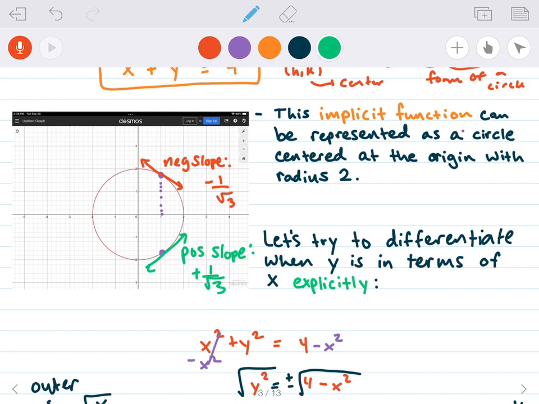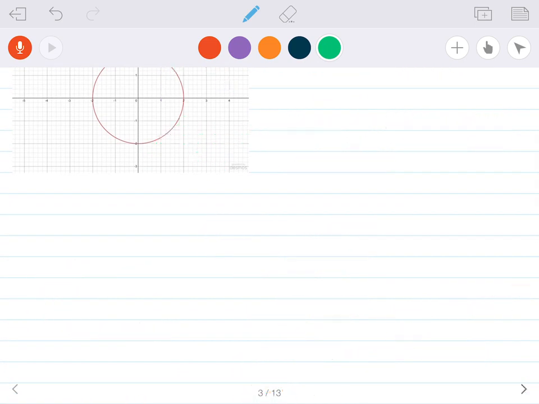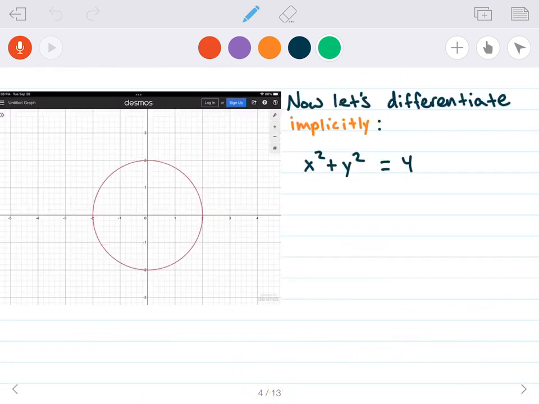That way we'll only get one answer, because our derivative is going to be in terms of both x and y, not just in terms of x. As we can see, if something we're trying to differentiate is not a function, we end up getting two different answers. But when we differentiate implicitly, we'll only get one answer. So let me show you how to do this. I'm going to show you how to do it first and why it works second.